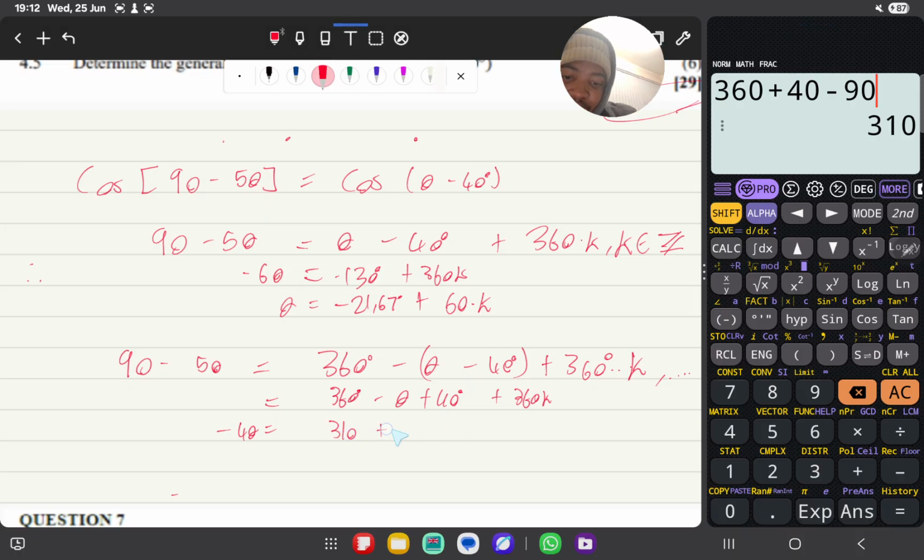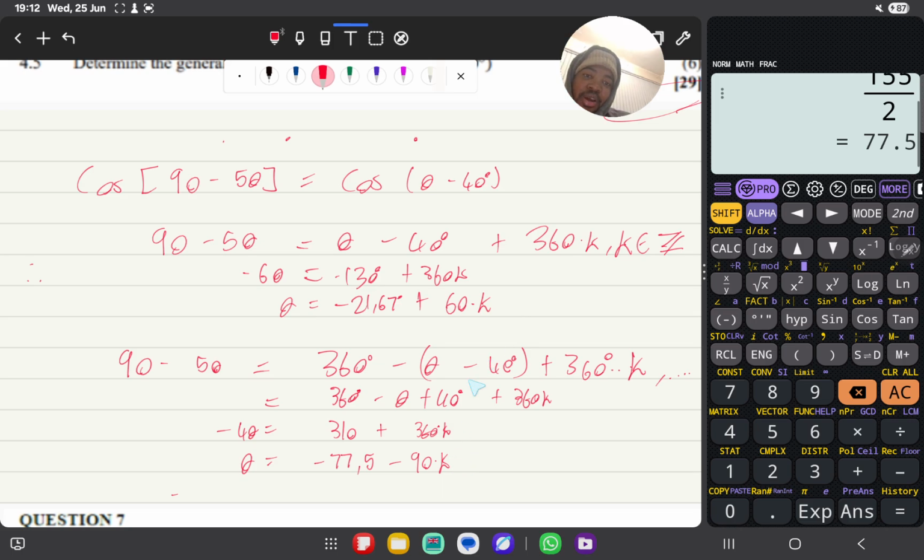And then you have plus your 360k. Then you divide by negative 4 all over. Then theta becomes 310 divided by 4. You are getting negative 77.5 minus 90 times k. Then this becomes your angle for cos if you are using cos, and you will get your 6 marks. But please do it step by step. You don't want to miss any marks, and include k as an element of the real numbers.